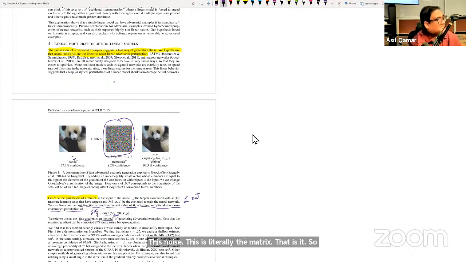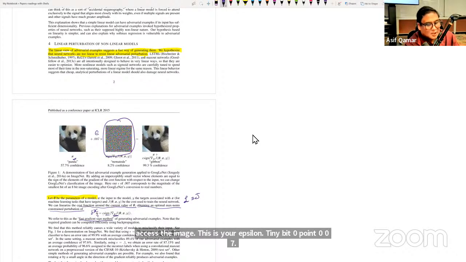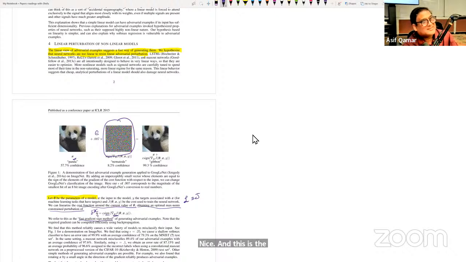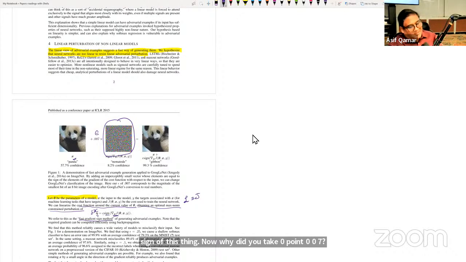Your x is the image. This is your epsilon, a tiny bit, 0.007. And this pixel map noise is literally the sign of this thing. Now, why did he take 0.007 as the learning rate? I think a little bit of it is just experimentation, but he goes on to say that it corresponds to wanting to stay below the perception level.